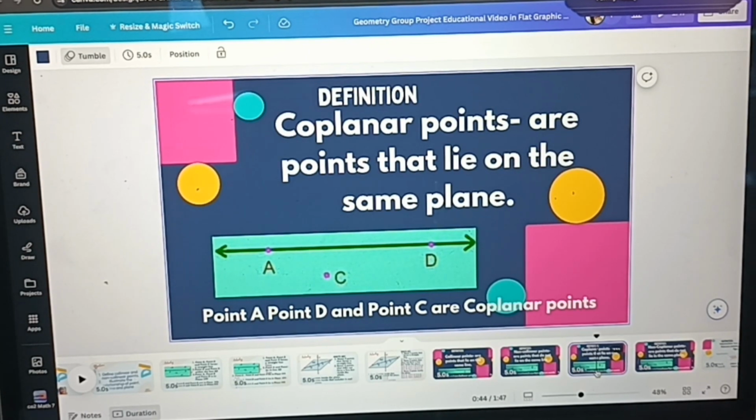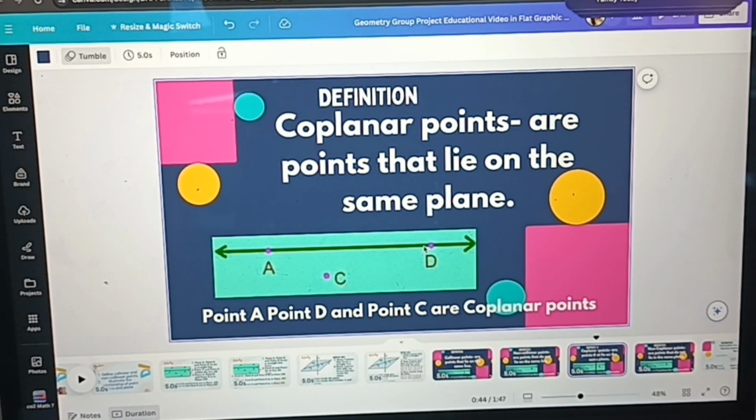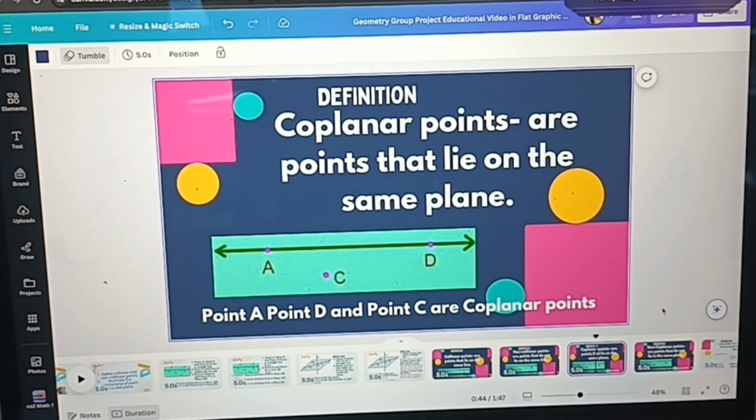Okay. So coplanar points are points that lie in the same plane. In this given example, all points that you are going to put in this plane are coplanar points. Example, here we have point A, point C, point D are coplanar points. Or you can write point A, point D are coplanar points. Or you can also write point C and point D are also coplanar points. Remember that coplanar points are points located inside your plane.